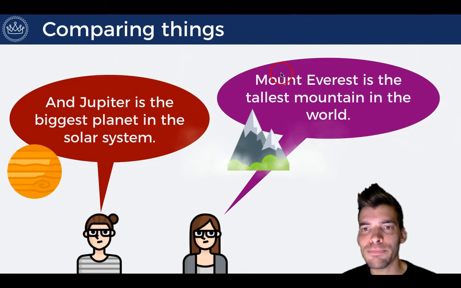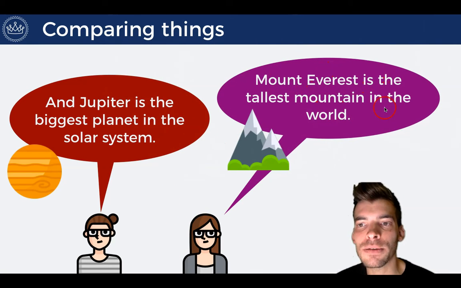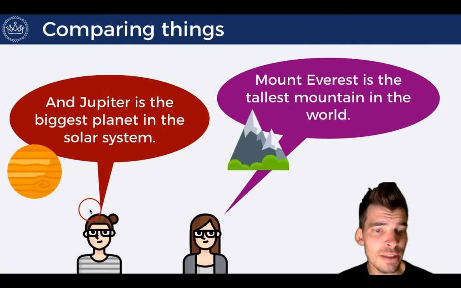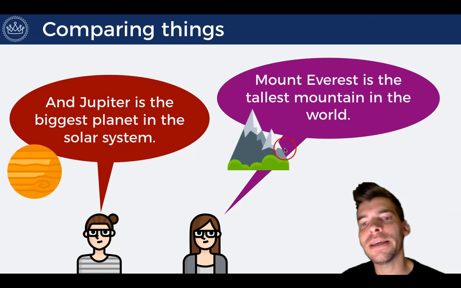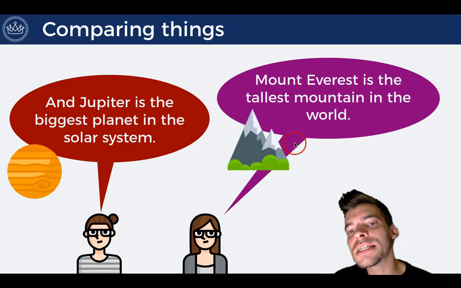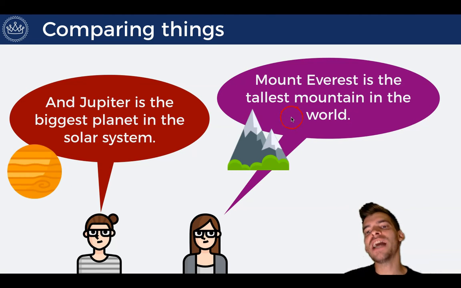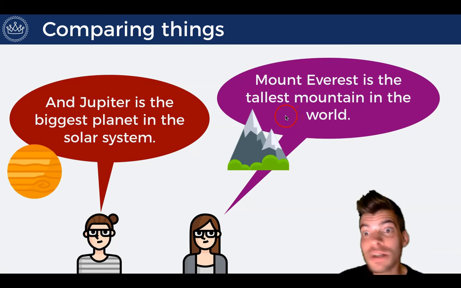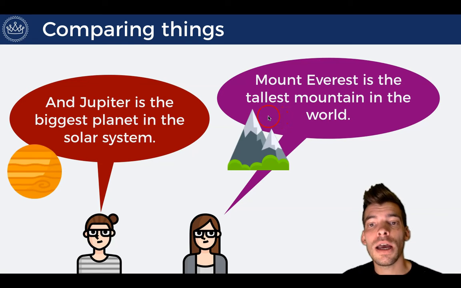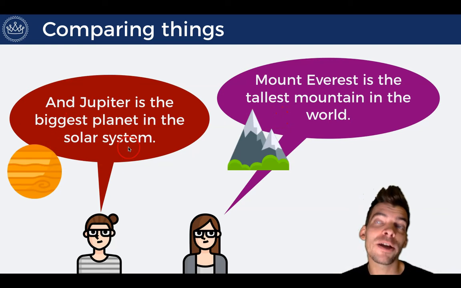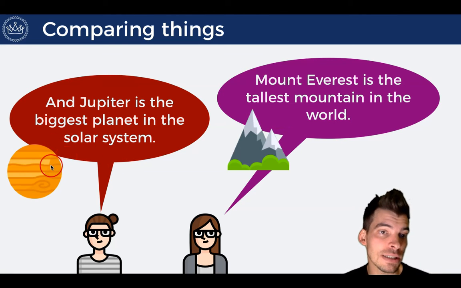This lady here says, Mount Everest is the tallest mountain in the world. And this young chap replies, and Jupiter is the biggest planet in the solar system. So what are we doing here? We're comparing Mount Everest, this mountain, with every other mountain in the world. And as we know, it is the tallest mountain in the world. In this case, we're comparing all of the planets in the solar system, and Jupiter is the biggest.